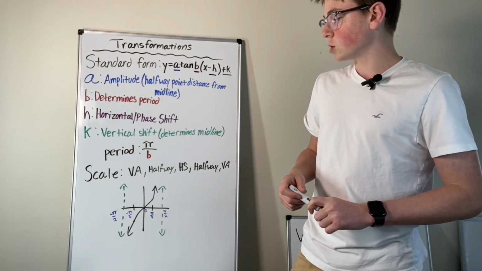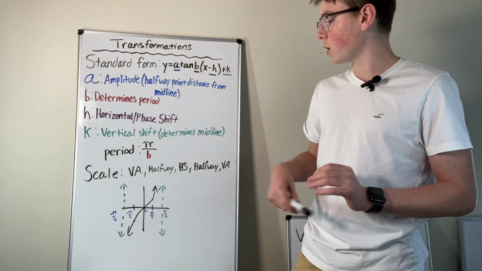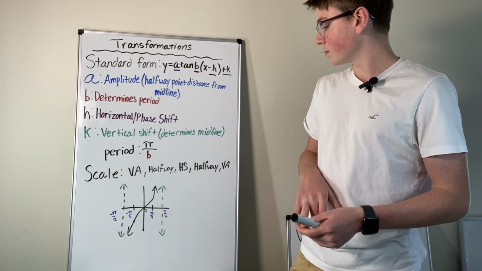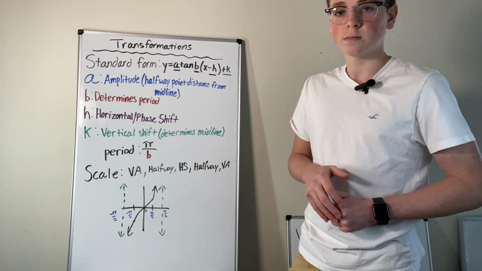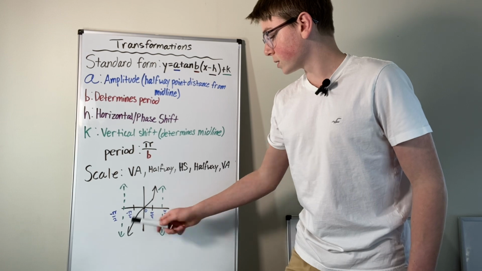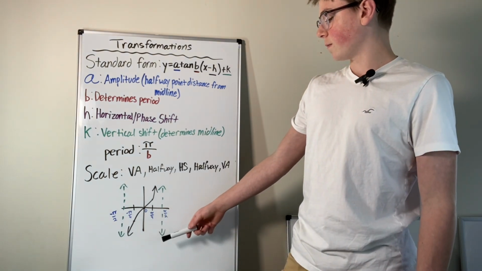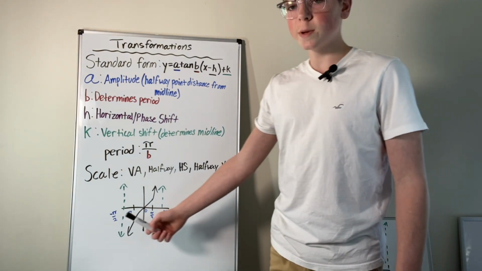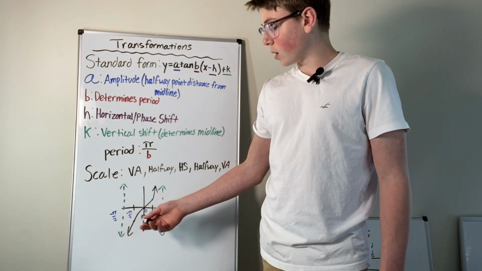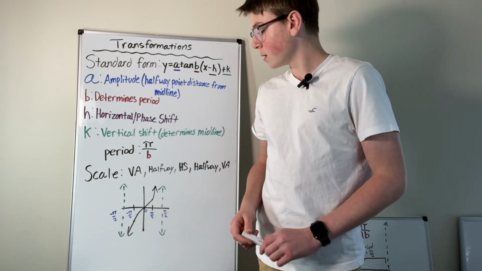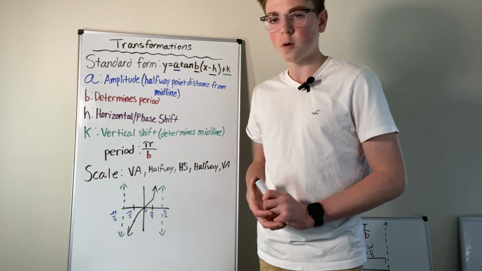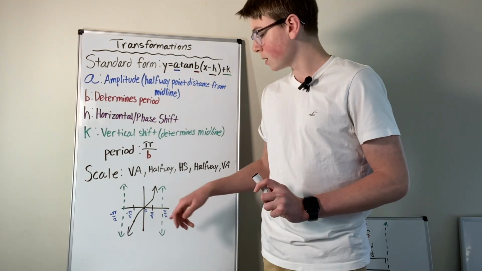Scale. So our points in order go vertical asymptote, then halfway point, then your horizontal shift, then your halfway point, then your vertical asymptote. So we just plot these. We find our vertical asymptotes, find our halfway points, and our horizontal shift. Then we just plot them. We have negative pi over 2, negative pi over 4, 0, pi over 4, pi over 2. This is just base tangent.